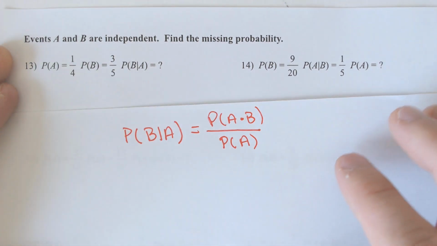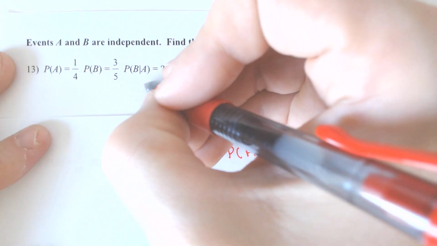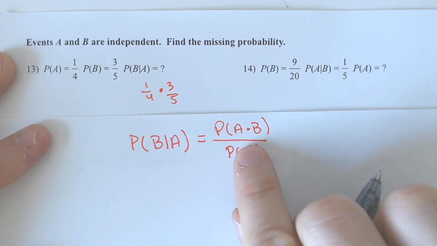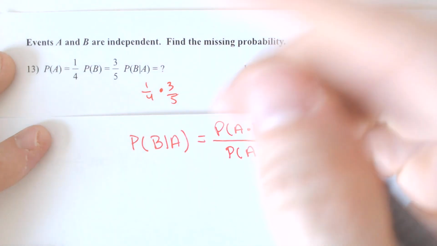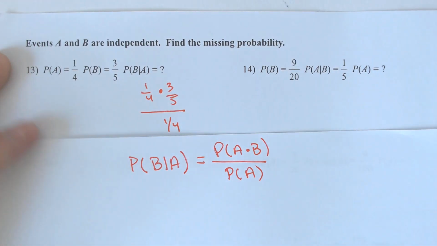So we are just going to fill those into our formula. We are looking for B given A. So we would have to do 1/4 times 3 out of 5, because that is what A times B is, A times B, divided by the probability of A, which is 1/4.